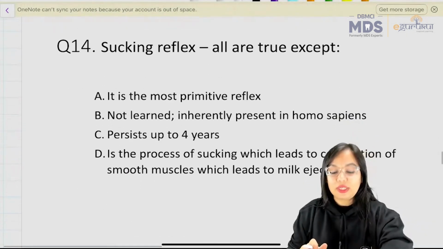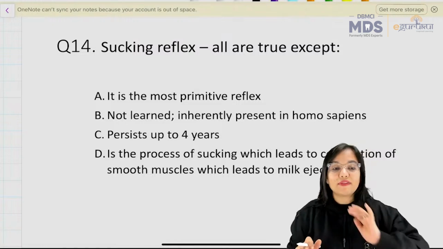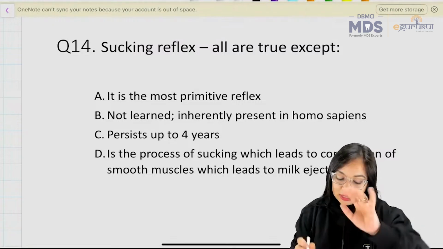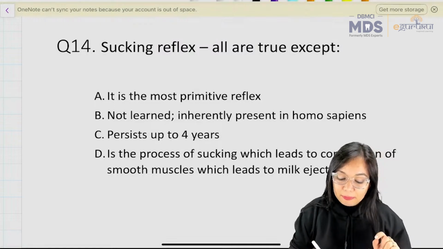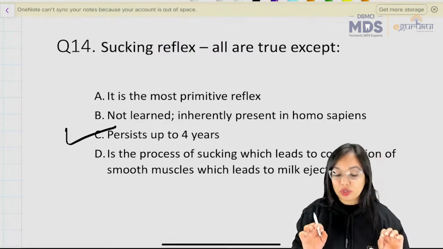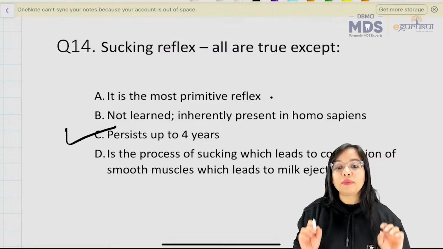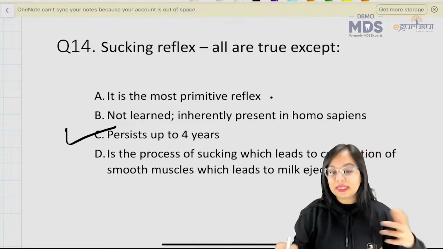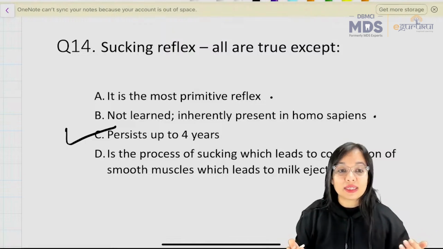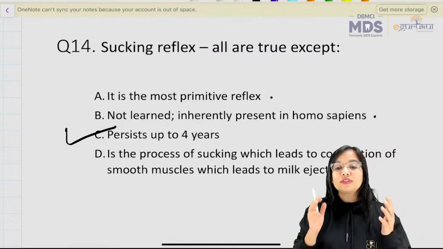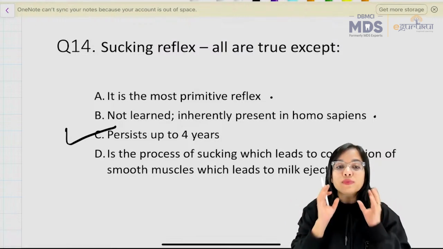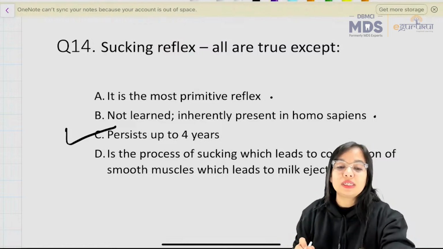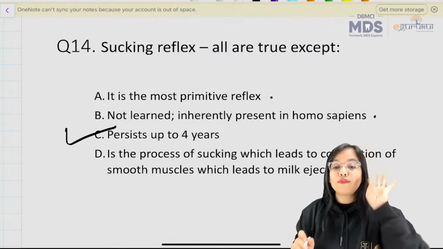Okay, the next question here is about the sucking reflex. All are true except one of these. So the answer here is that it persists up to 4 years. So that's not correct. It is an important primitive reflex. Yes, it is. It is not learned. Inherently, it is present in Homo sapiens. Yes, that's a correct statement as well. It is the process of sucking which leads to contraction of the smooth muscles and leads to milk ejection. Yes, that's also correct. But the wrong statement here is that it persists up to 4 years of age.